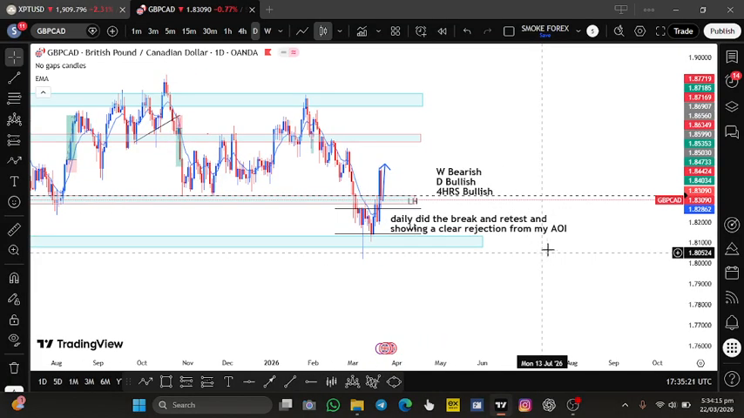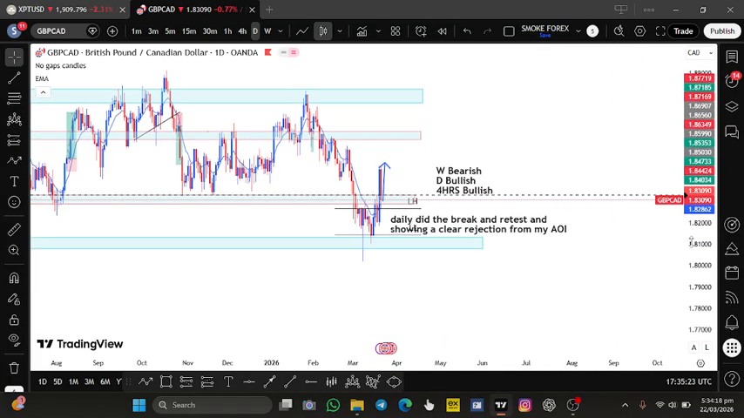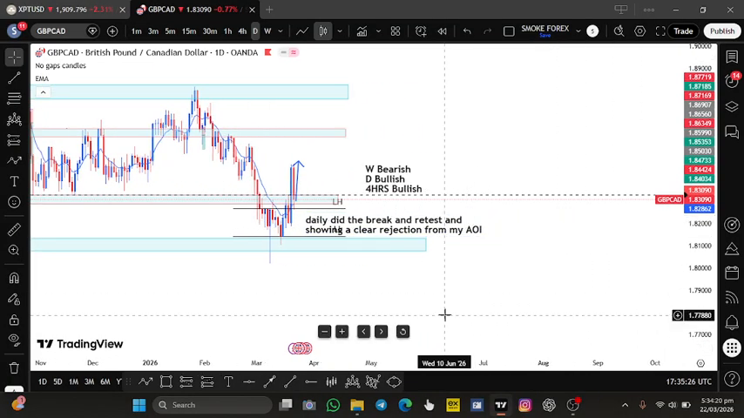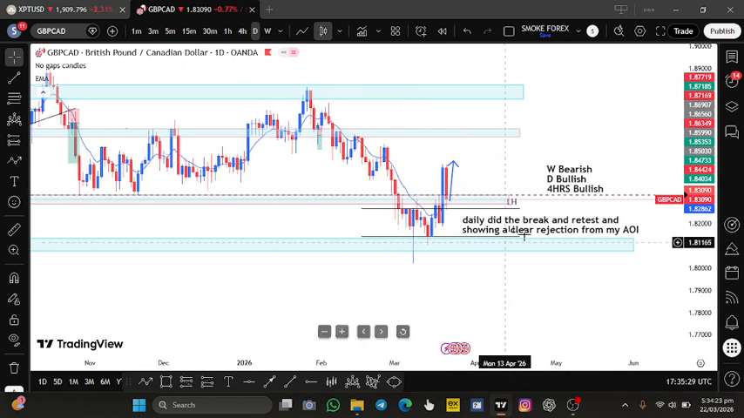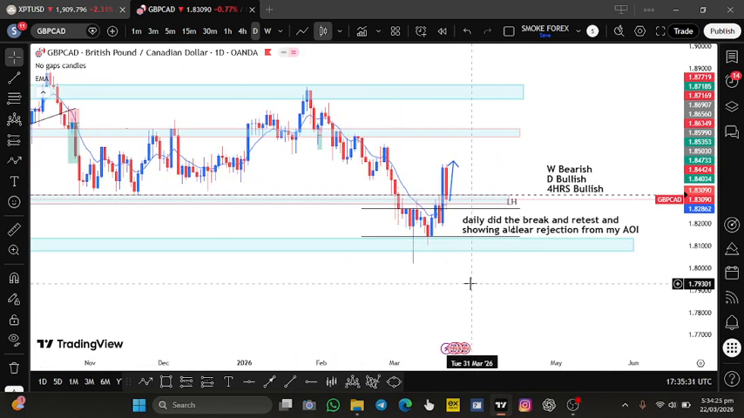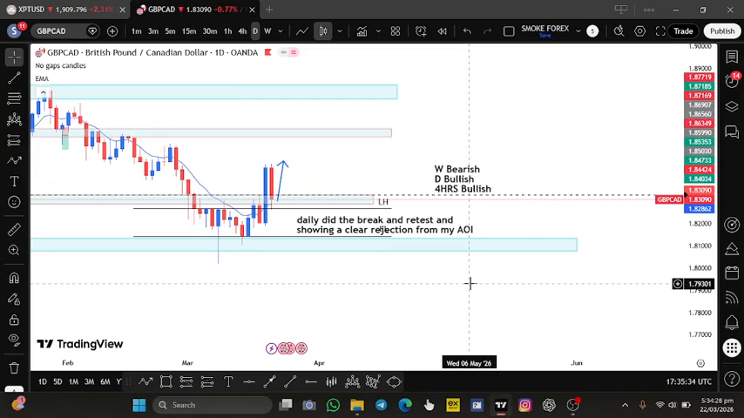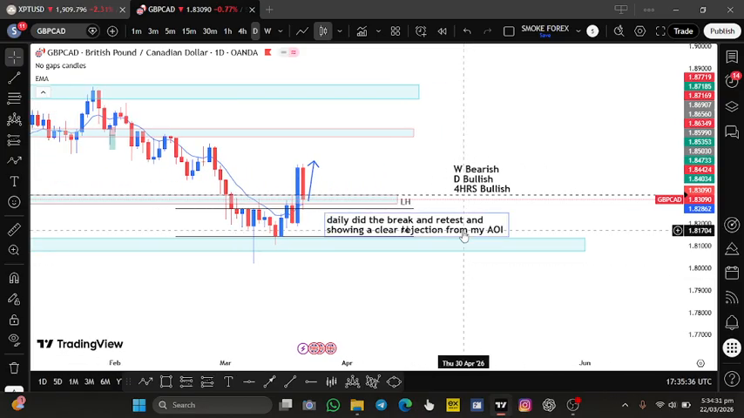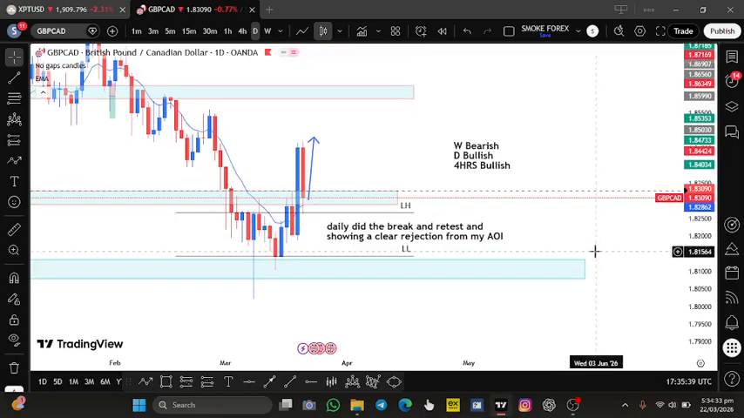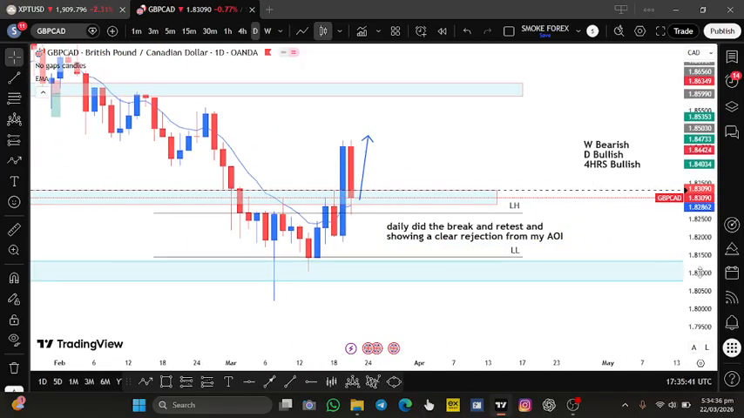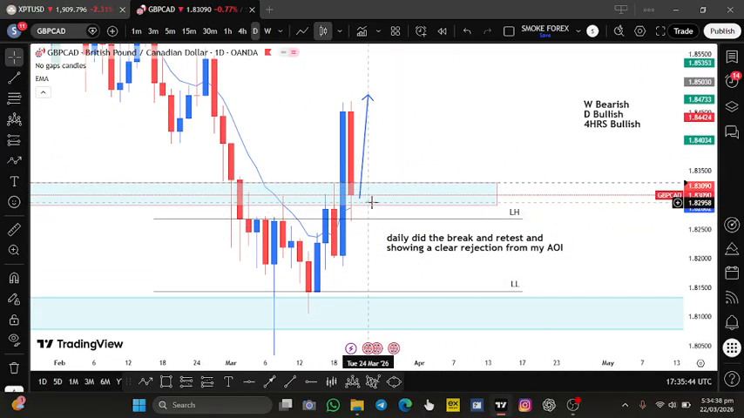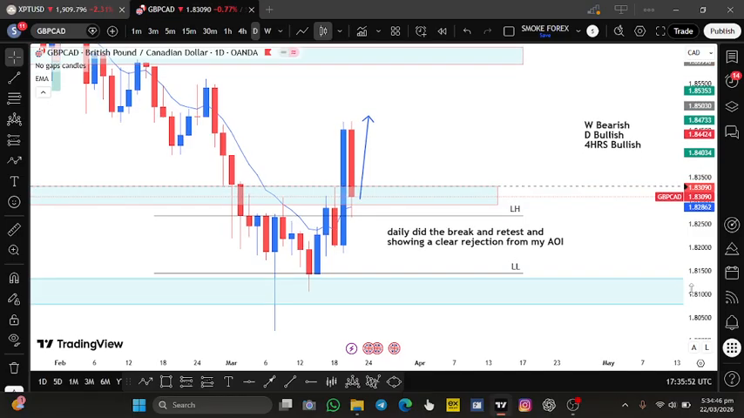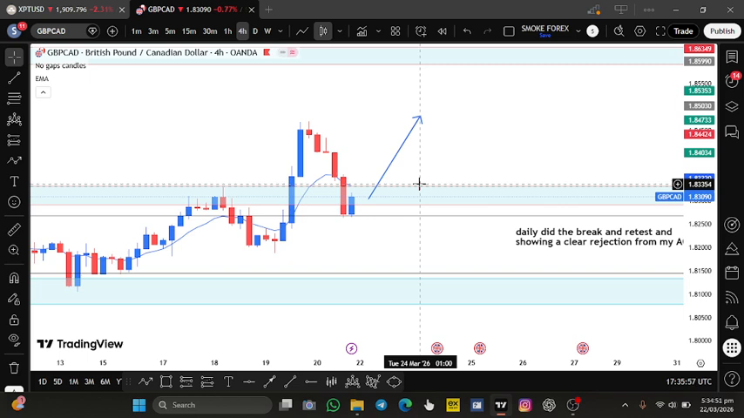So with GBP CAD, the daily just did the break and the perfect retest, showing a clear rejection from my area of interest. That's what I love about my trade. I always want to see price rejecting my area of interest on the daily time frame, telling me that price is going to go my way. Price is rejecting the area, so that means price is going to skyrocket.